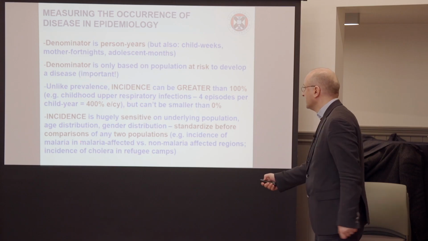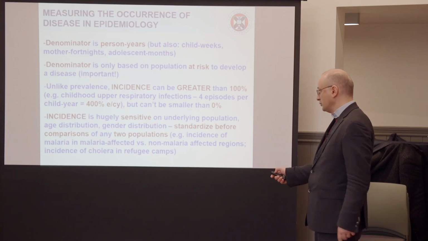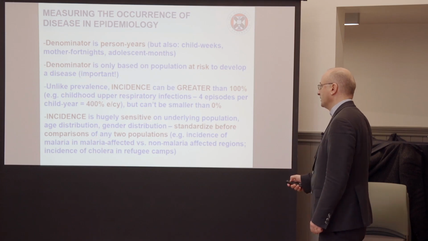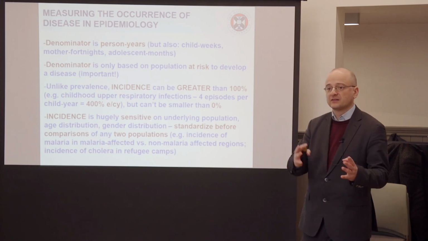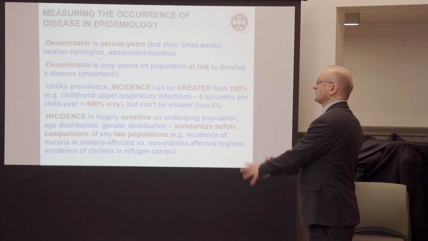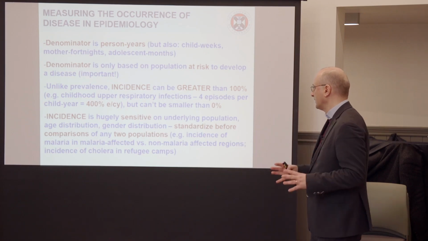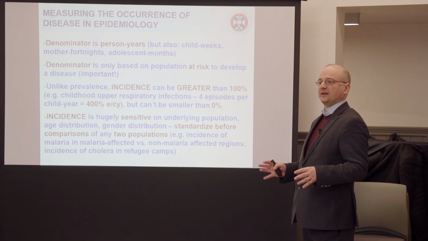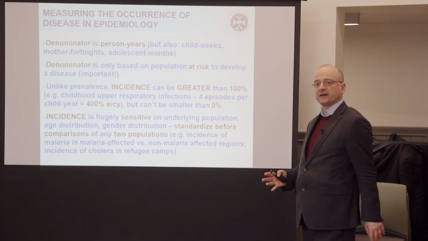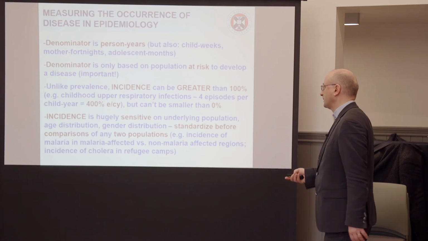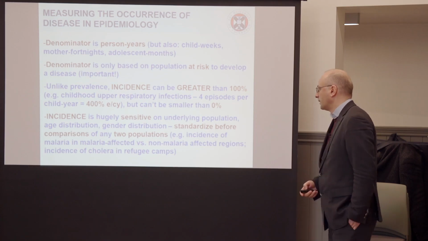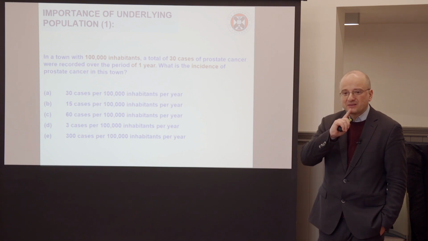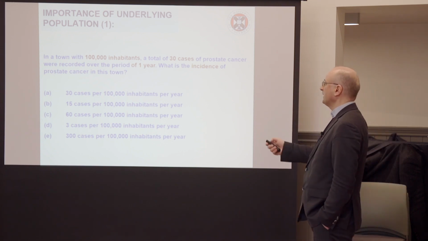I hope not. So incidence is hugely sensitive on underlying population, on age distribution, gender distribution. So if you're comparing incidence in one population with another population, you absolutely need to standardize on any risk factors or anything that you know affects it before you are making any comparisons. Now let's try to explain this.